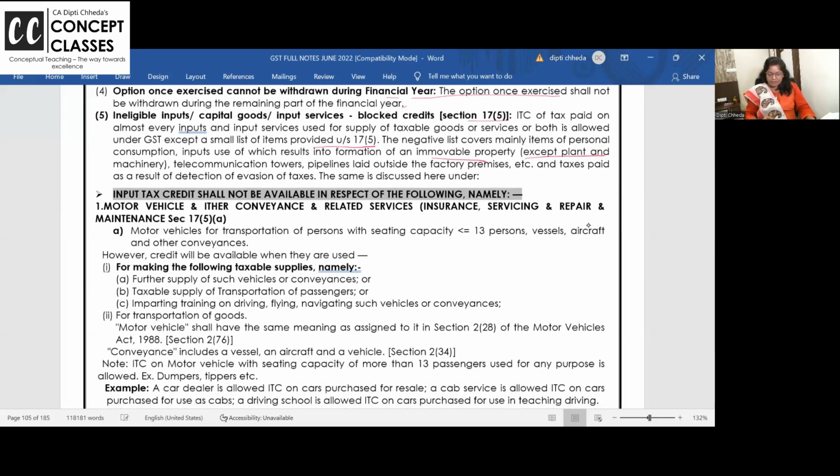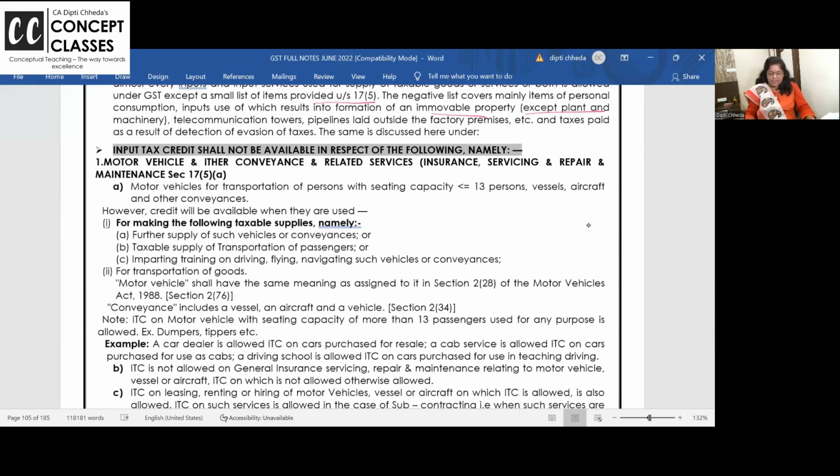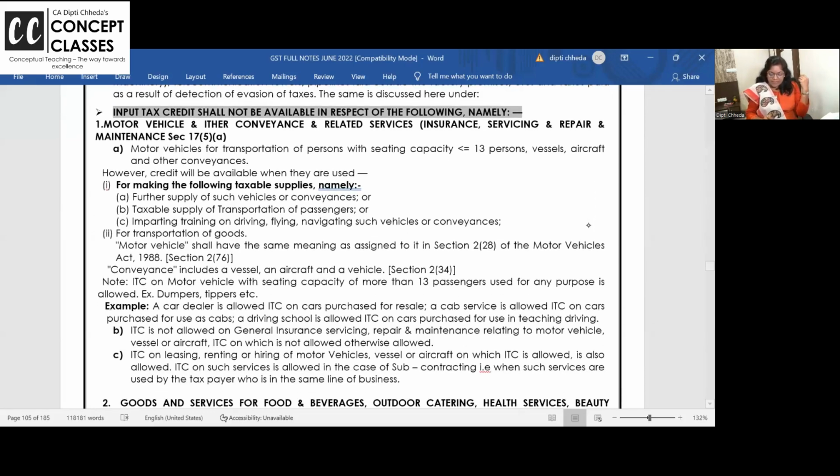Motor vehicle or conveyance and other related services related to that motor vehicle, insurance, servicing, repairs and maintenance of that motor vehicle. And conveyance includes vessel, aircraft, vehicle. So motor vehicle, vessel, aircraft and related services. Now if you purchase a motor car, सर्विसिंग कराते हो, रिपेयर्स मेंटेनेंस कराते हो, इंश्योरेंस लेते हो आप उसका, तो फॉर ऑल दैट ITC is not allowed.